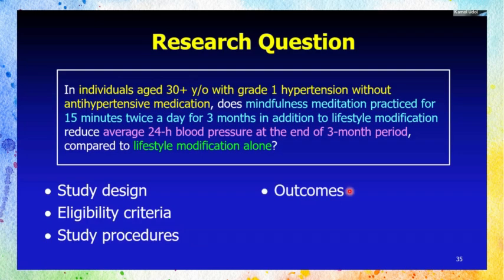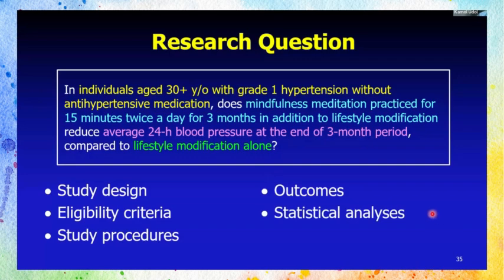Outcomes will also be determined by this question. Here it's clear that you have the blood pressure at the end of 3 months as your outcome, right? So the outcome would be the average 24-hour blood pressure at the end of 3 months, and you know how to measure this outcome using a device.